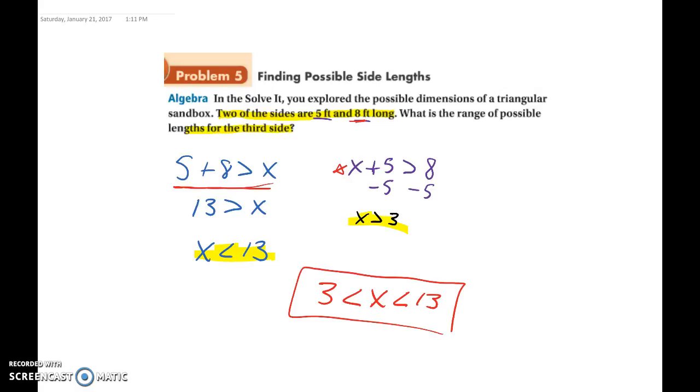If it's 2, then 5 plus 2 is not greater than 8. And if it's greater than 13, say 14, then 5 plus 8 is not greater than 14. So this is the range of numbers that we can possibly have. That's it for this video and for this section.